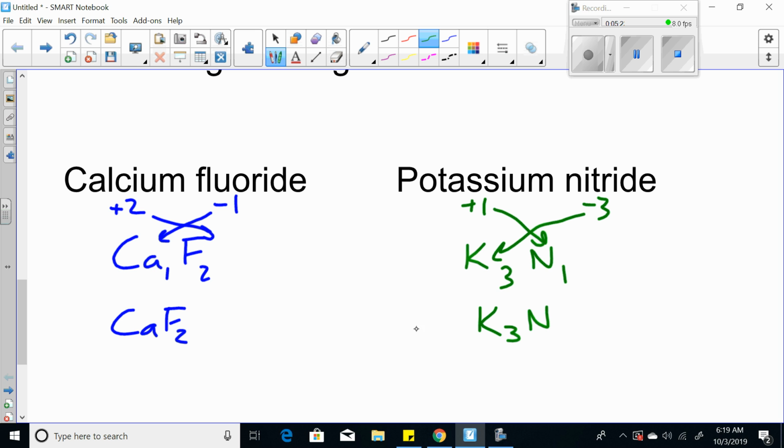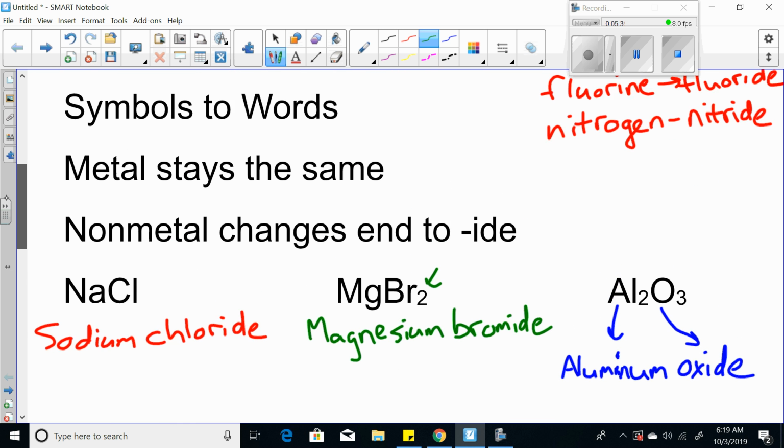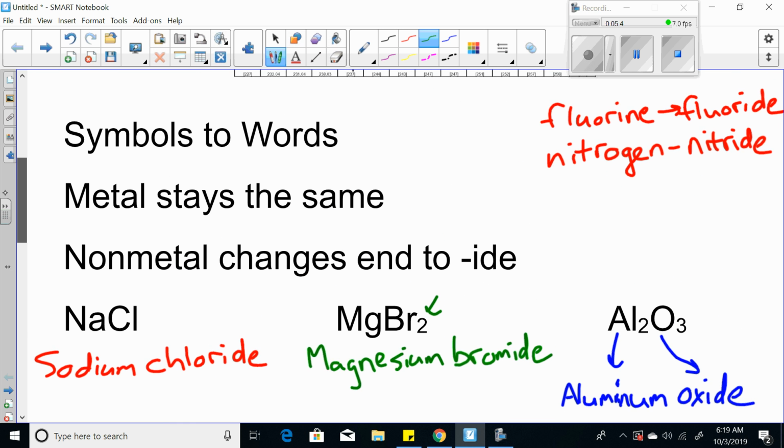So all you're doing here is finding the charges and crossing them, meaning the 3 from the nitride goes to the potassium, the 1 from the potassium goes to the nitride there. And then up here again, all you're doing is adding IDE to the second element.